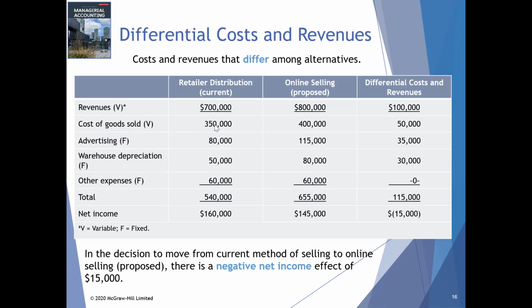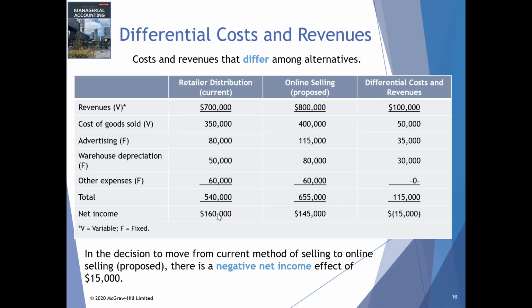So look at this. The costs are the cost of goods sold, right? And advertisement cost, warehouse depreciation, and other expenditures. So 700,000 is the sale. After selling, the company received this much money in the case of retailer distribution, and the total expenditure is 540,000. So 700,000 minus 540,000, the net income will be $160,000. So this is the one thing.